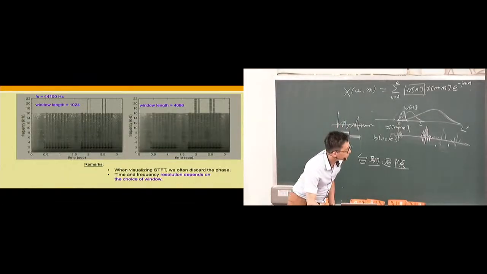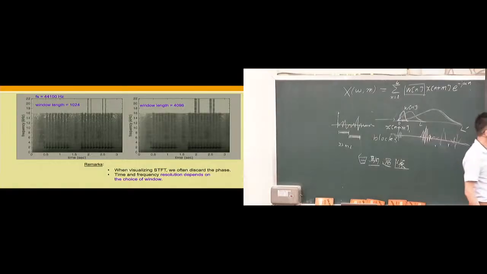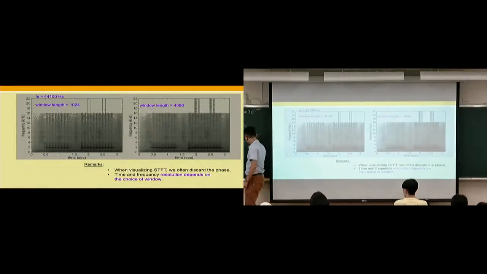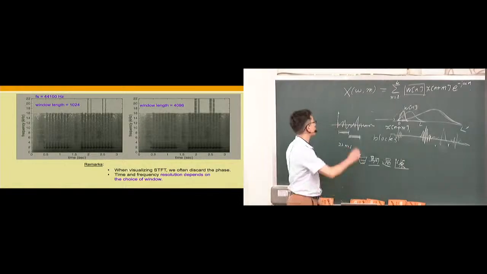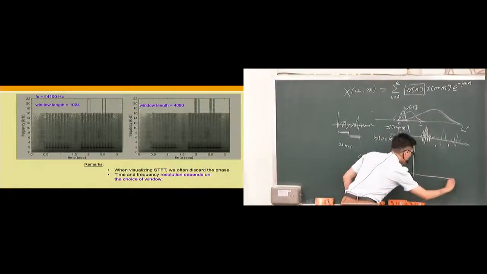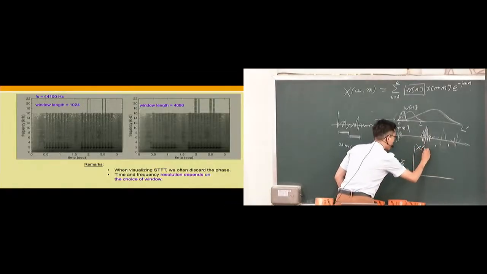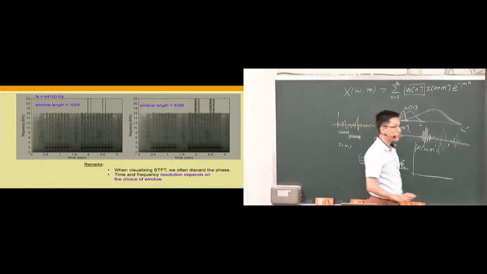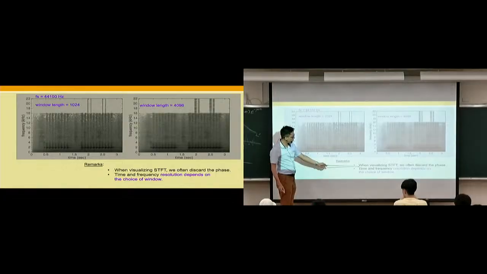So I have a remark. When visualizing short-time Fourier transform, first of all, we rarely talk about the phase. Everything we are looking at so far is the absolute value. So we are viewing the spectrogram by plotting the absolute value of the short-time Fourier transform. That's the usual way we do it. We often discard the phase. That's just the convention. Can we agree on that? When we visualize the short-time Fourier transform, we often discard the phase.